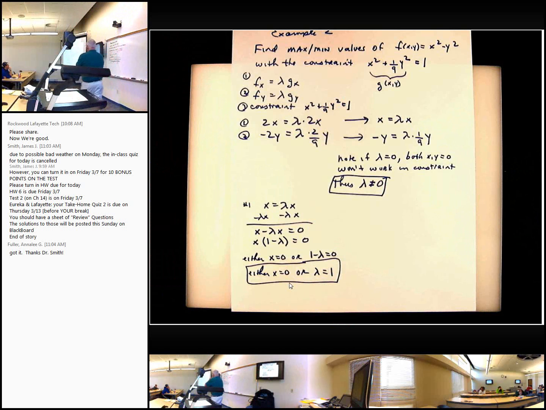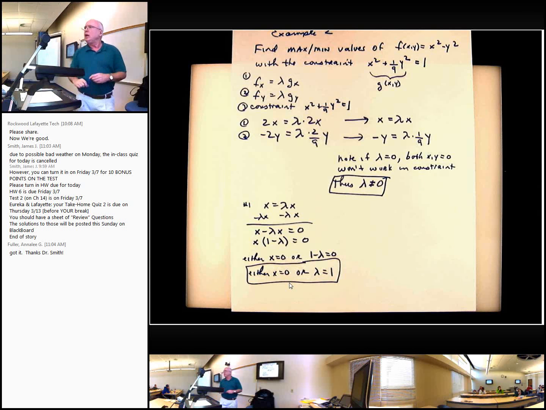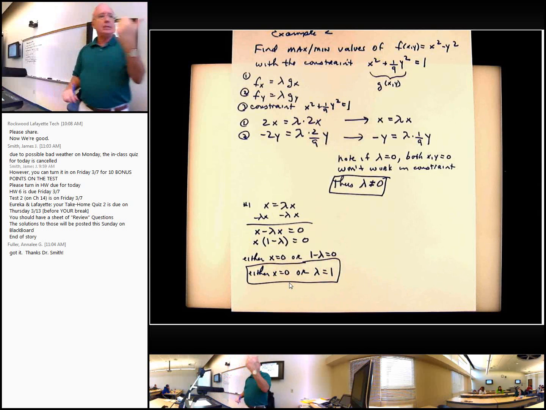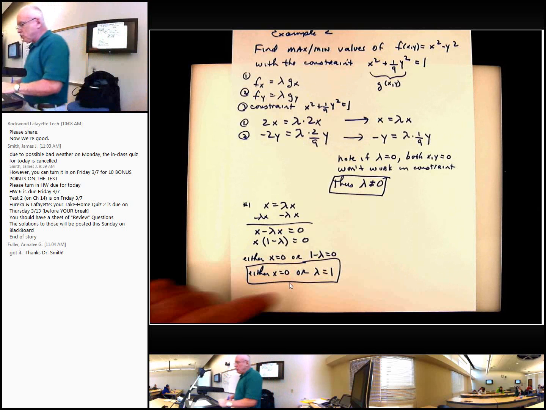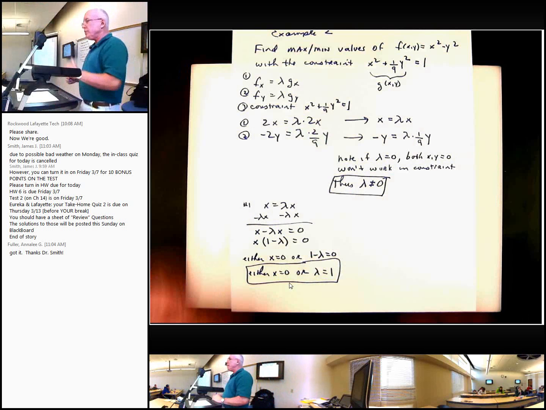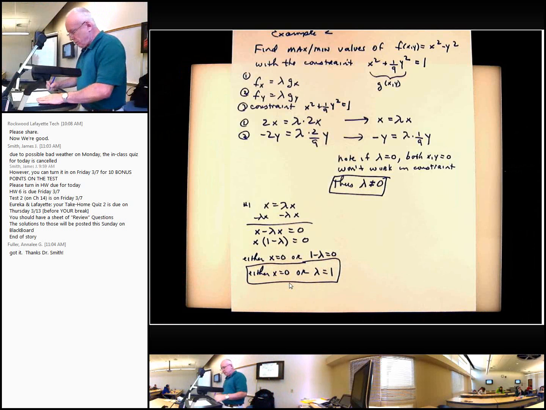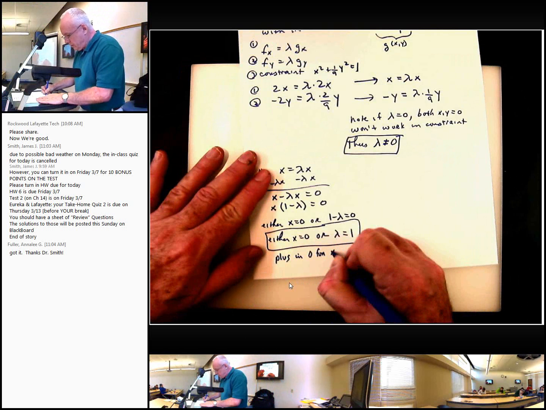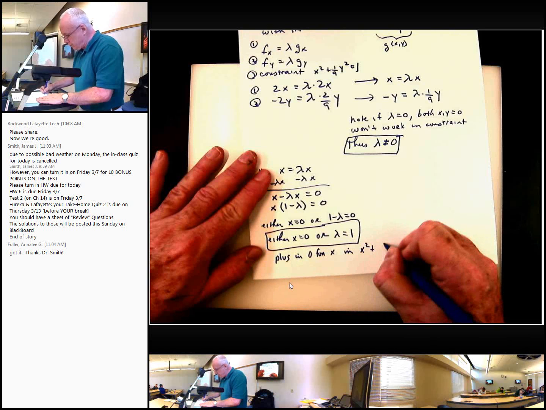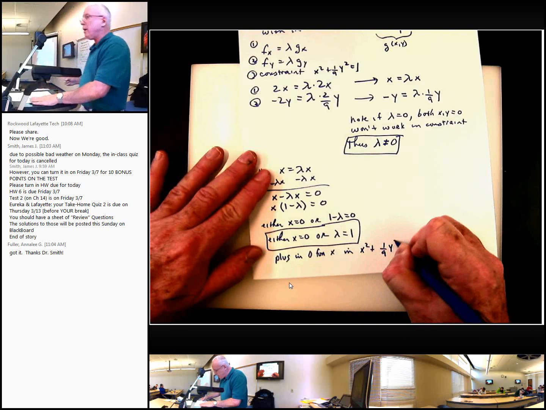The only other equation that has x in it is our constraint equation, because the third equation just has lambda and y in it. So what do you think we can do? Yeah. So let's say one of our cases here is x can equal 0. So let's go into the only other equation that has x in it and plug in 0 for x in our constraint, which is x squared plus 1/9 y squared equals 1.